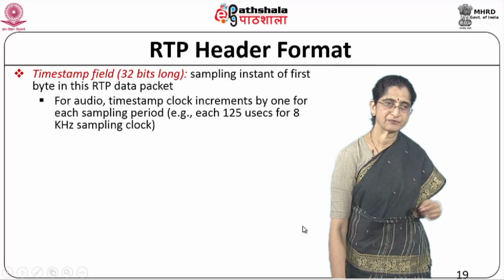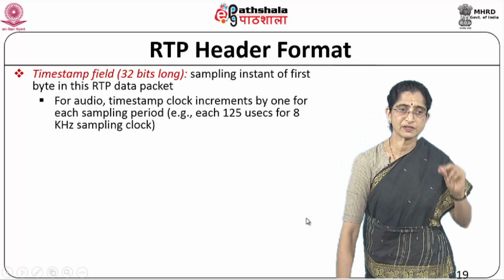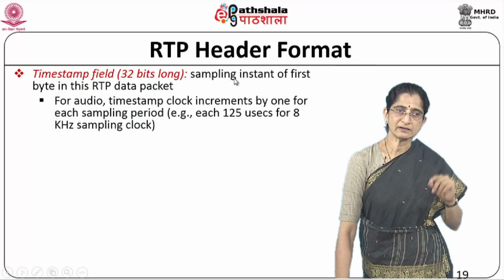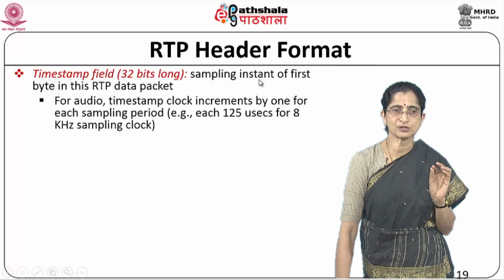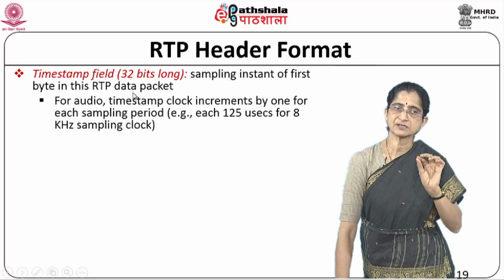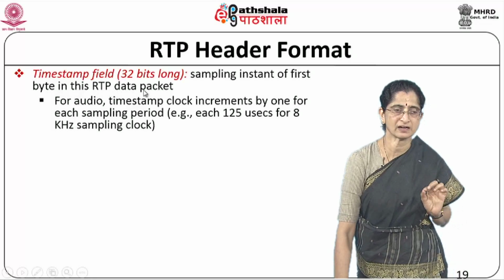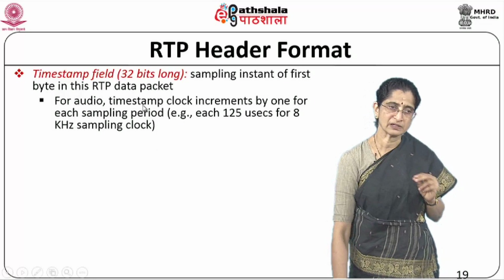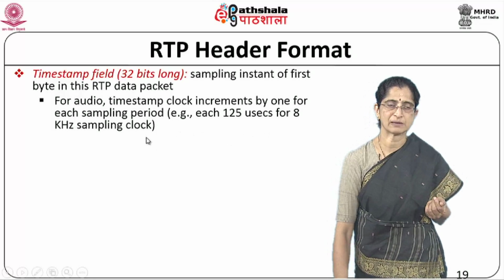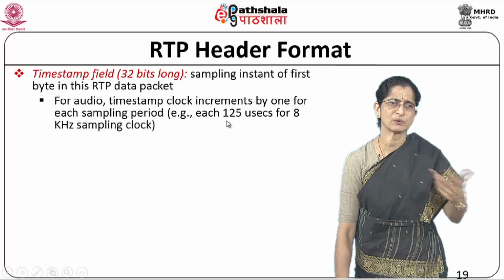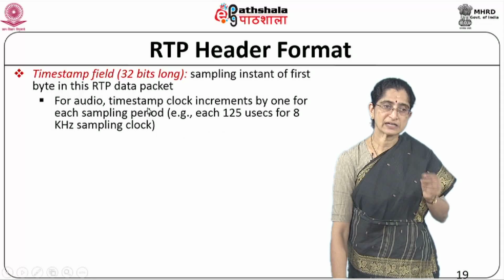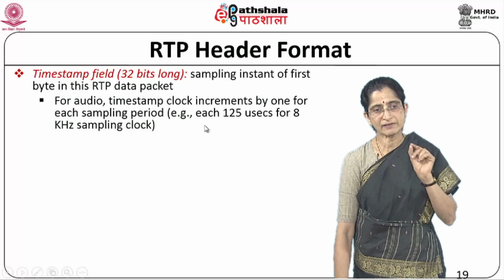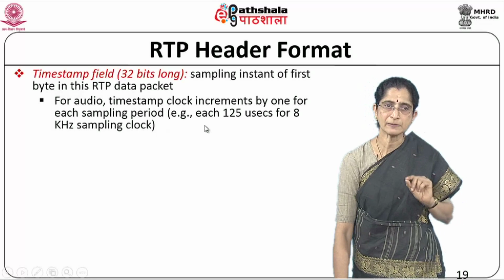So, coming back to the timestamp field, that is a very important field because we need to clearly understand how that is used. The timestamp field is 32 bits long, and as I said, it gives you the sampling instant of the first byte or first sample in that RTP data packet. If you take audio, for example, let us say I am sampling using an 8 kilohertz sampling clock, which means about every 125 microseconds a sample is being taken. The timestamp clock will increment by 1 for each sampling period. That is, once every 125 microseconds the timestamp clock will be incremented.